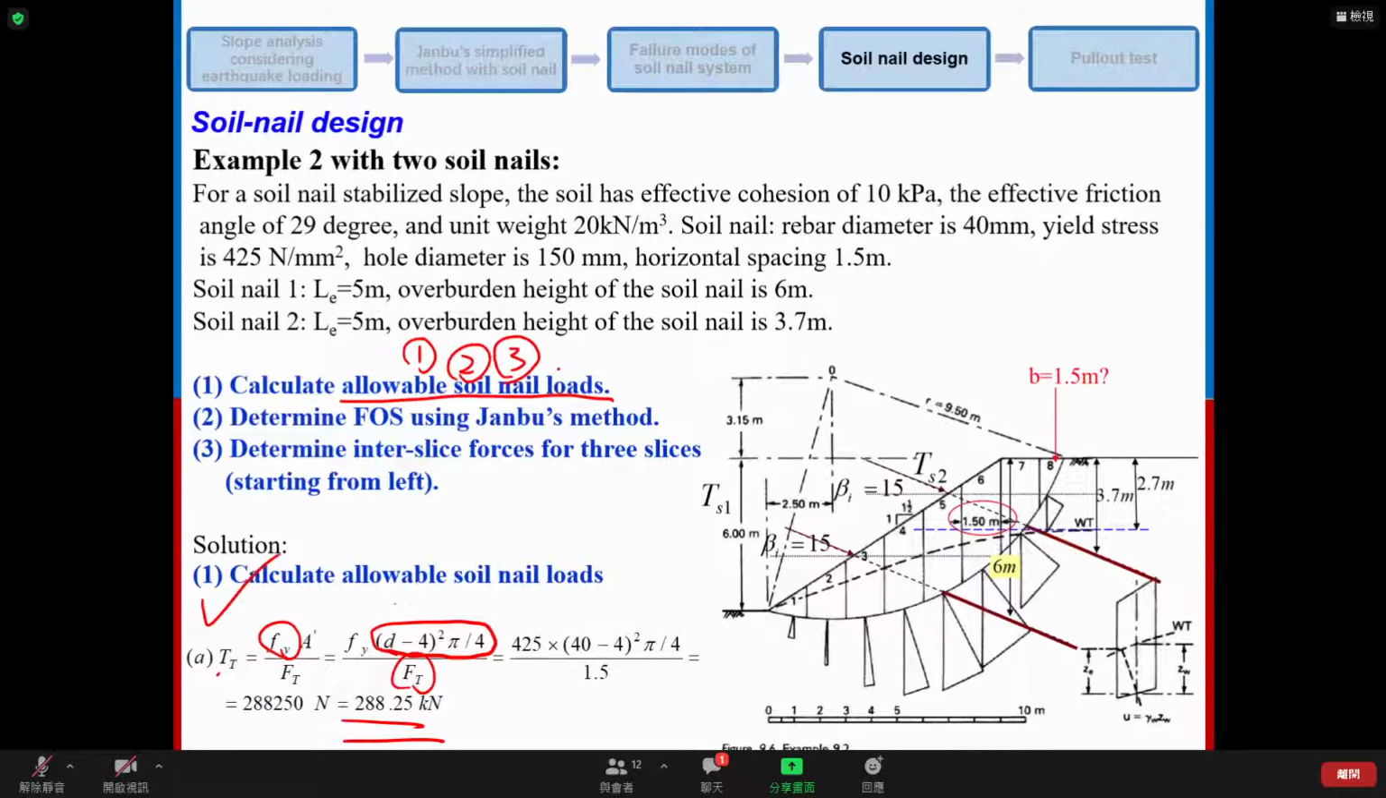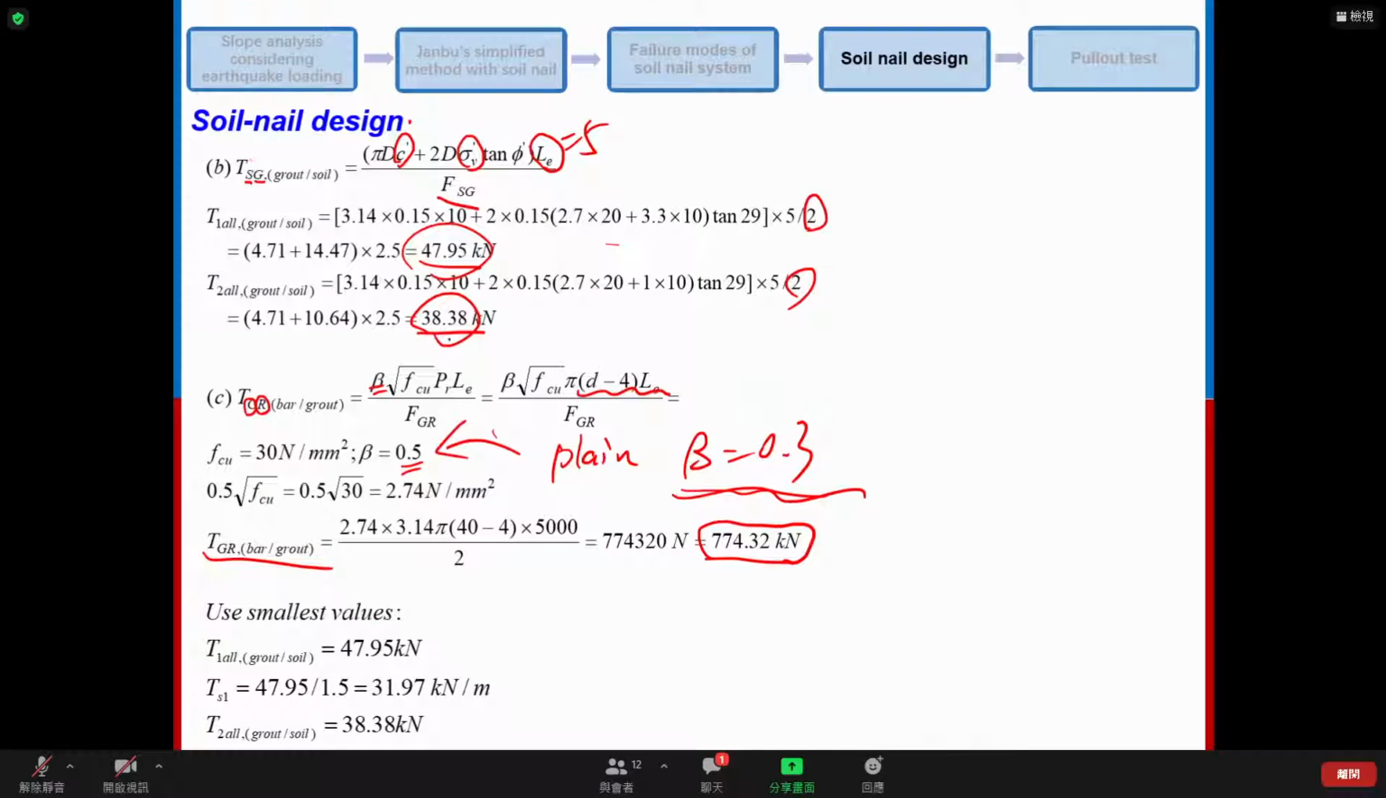Also, the first design failure type is much larger than the second failure type. So we can conclude that the second failure type will happen earlier, because this allowable tension force is determined by this STG. It mainly depends on this one. So we get this result, and we conclude that this one should be the smallest value, right?